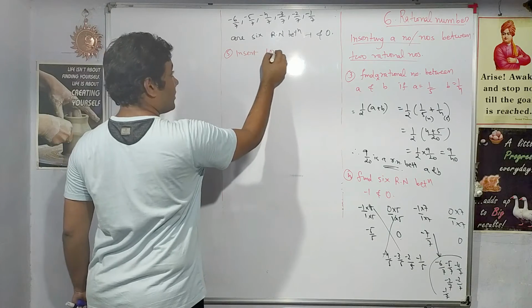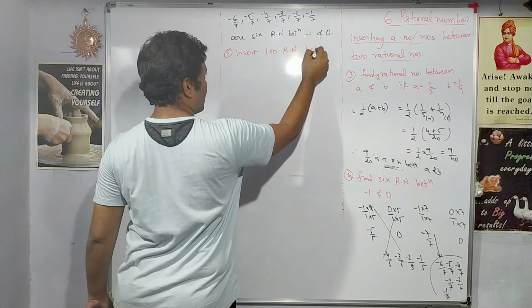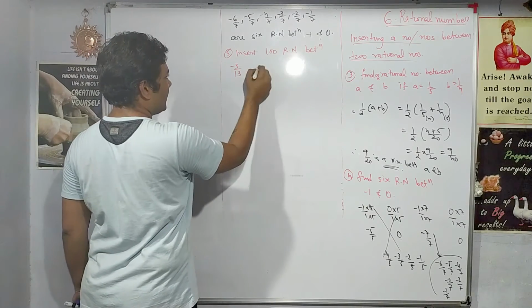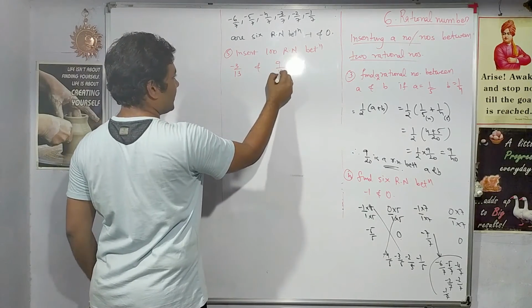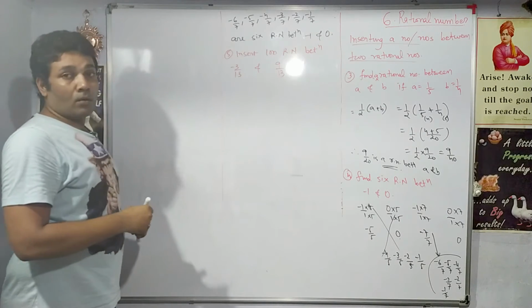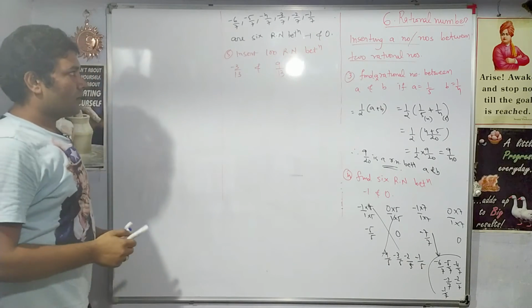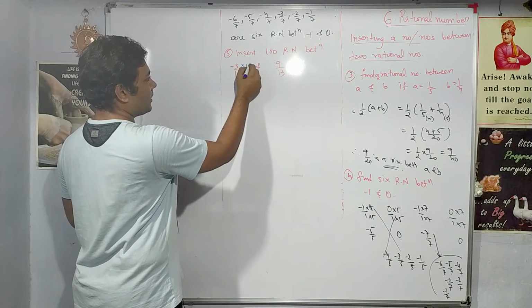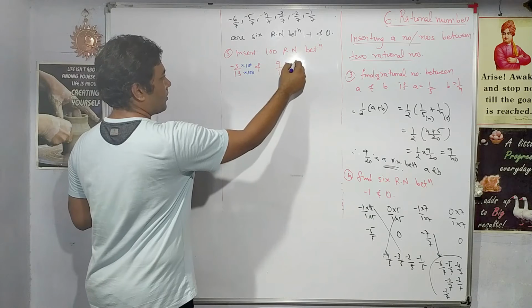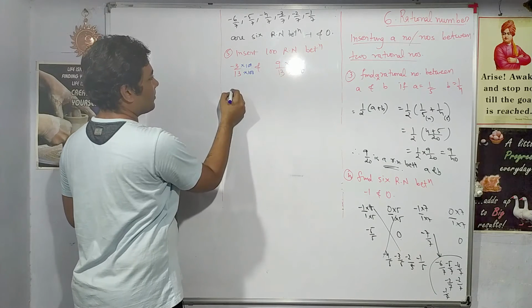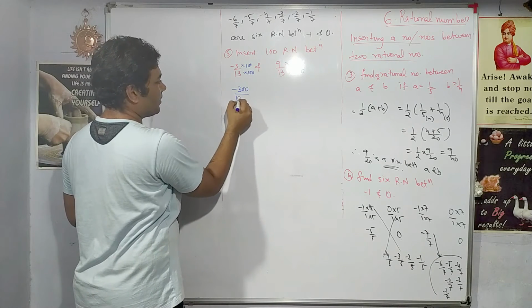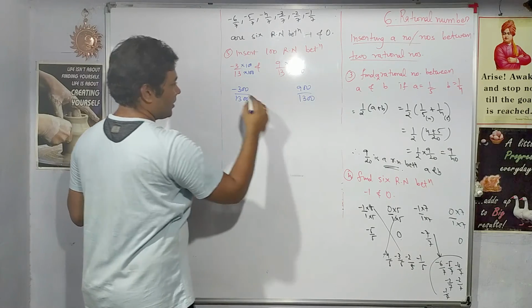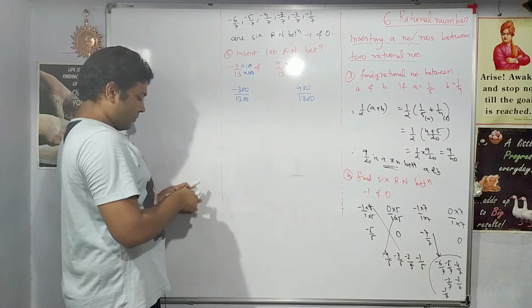Insert 100 rational numbers between -3 by 13 and 9 by 13. So again it is very simple. How? Let us multiply with the 100 in the numerator and in the denominator on both the sides. So what it will become now? -300 upon 1300. This side will become 900 upon 1300. So how many numbers now we can introduce?